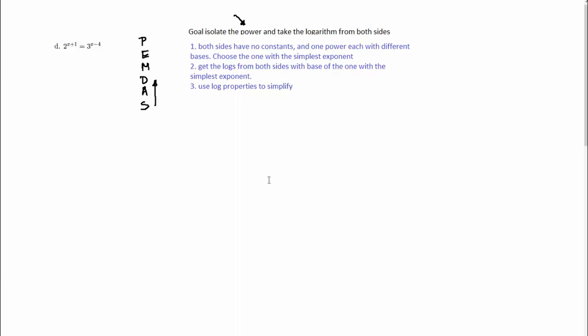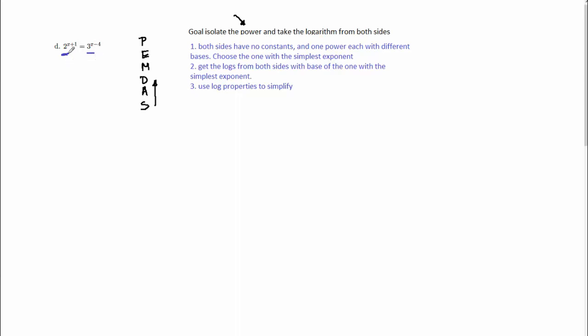Let's work on the exponential equation that you see on your screen. The first thing that we can see here is that the equation doesn't have any constants. So this means that we are ready to proceed to the next step. No constants, no coefficients, so there is no need for any cleanup here. What is strange is that we have two powers, but each one has a different base.